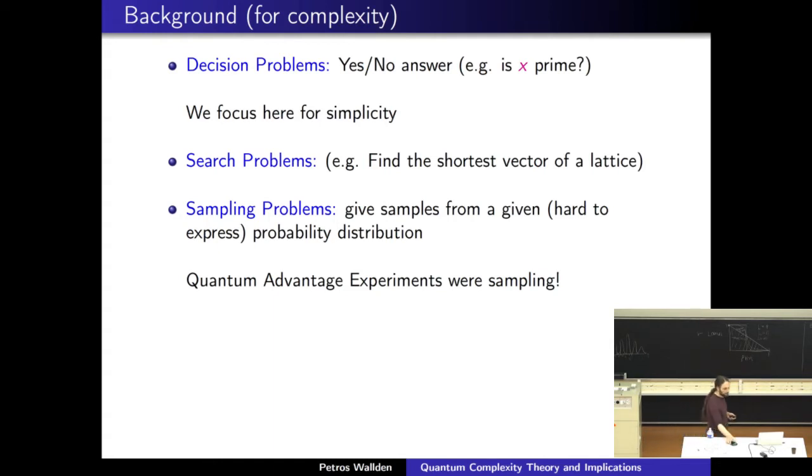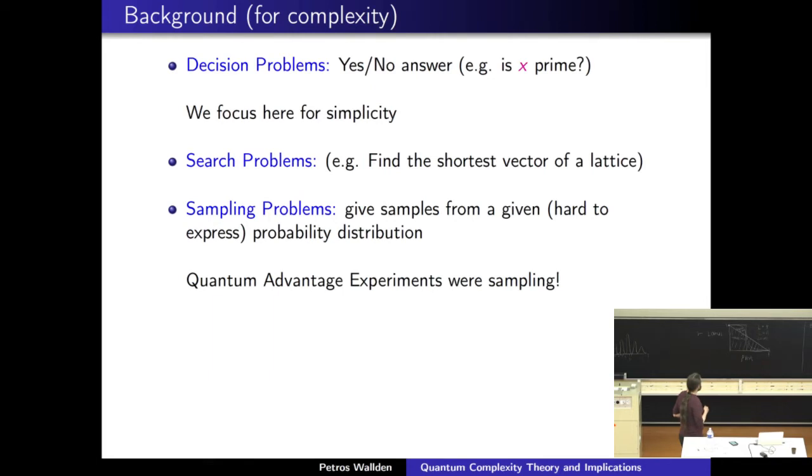So now I'm going back to some background for complexity before I introduce the complexity classes. There are different sets of problems that one considers. The ones that I'm going to focus on are the so-called decision problems. These are problems that have a yes-no answer. For example, one asks, is X a prime number, yes or no? Or does X have a prime factor that is less than 50? Things like this.